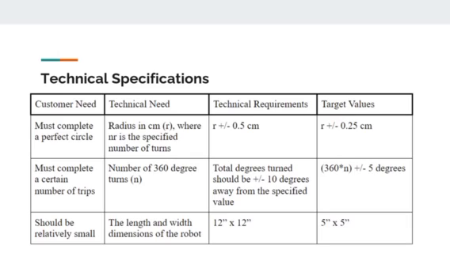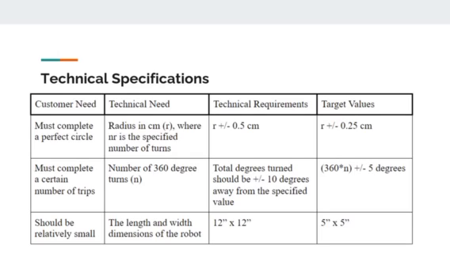Our second requirement is that we need to complete a certain number of trips, and that was the number of 360-degree turns. We required that it should be within plus or minus 10 degrees, and we targeted to be within plus or minus 5 degrees.